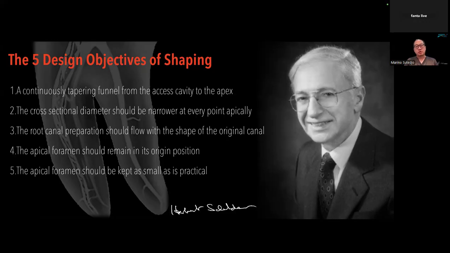And then if it is also a funnel shape, it means that the root canal preparation should flow with the original shape of the canal curvature itself, and it should not change the position of the apical foramen. And last but not least, what Schilder also mentioned is that the apical foramen should be kept as small as practical. He is not mentioning as small as 25 or as small as 35. He mentions as small as practical, because every root canal system needs its own considerations about what kind of final shape we want to apply on those root canal systems.